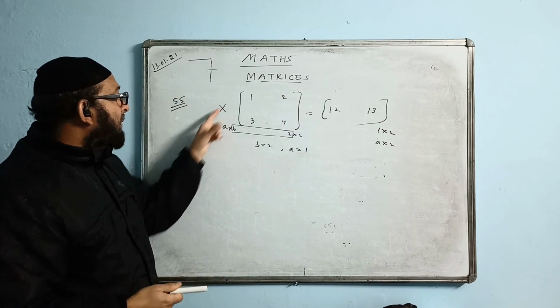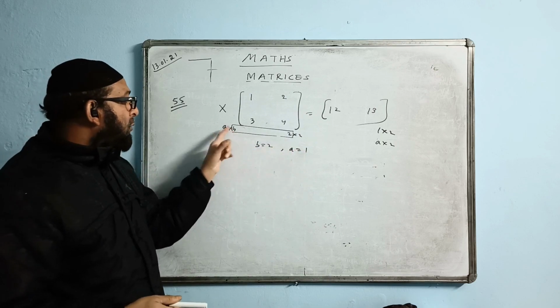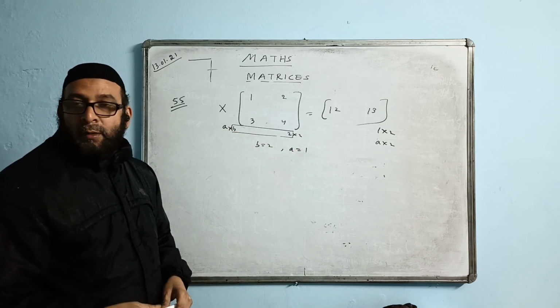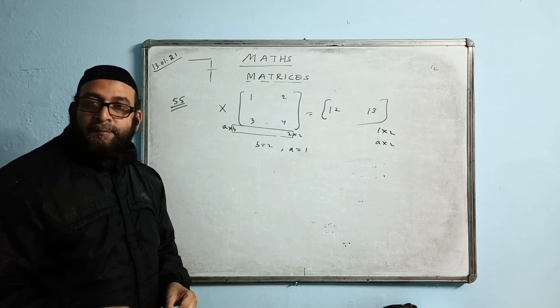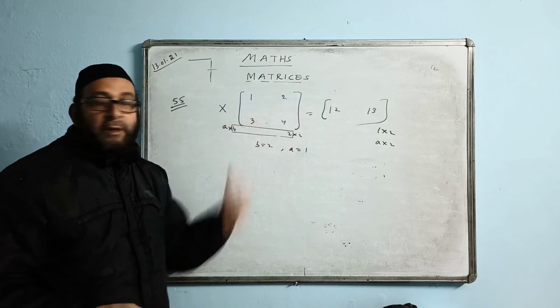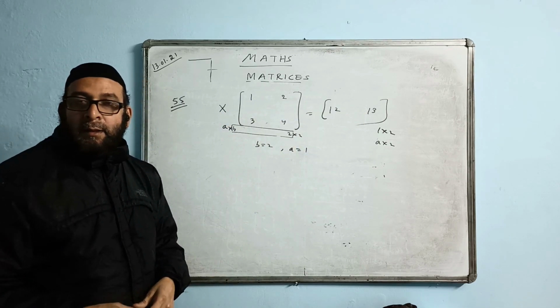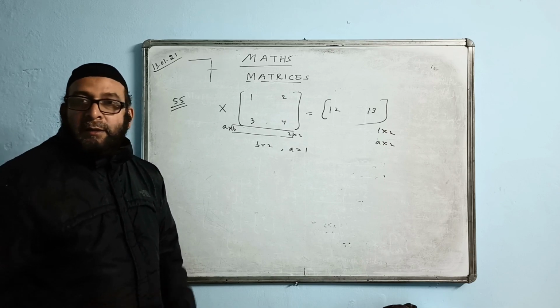Then what is the order of the matrix X? I have taken A into B. A value is what? 1, into B value is what? 2. Yes. So what is the order of the matrix X? Same as this one, same as this one. That's what I am saying. So you can state the order of the matrix directly.